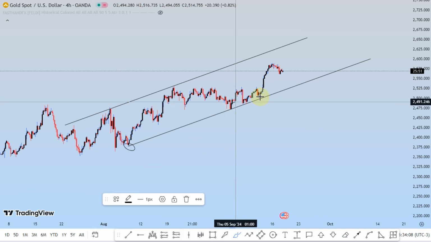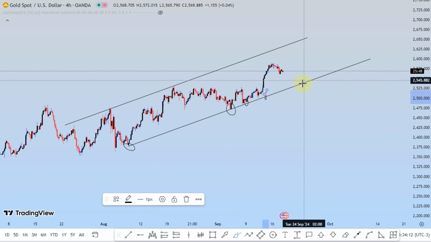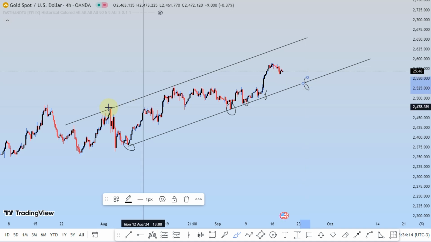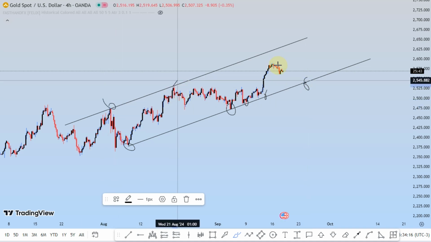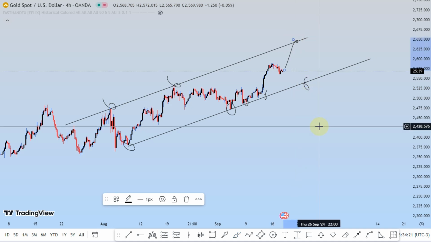We had a touch right here. We also had a touch. So you see price has been respecting this level. So there's also another anticipation of a touch. We also had a touch. So there's also another anticipation of price continuing to go maybe to the top.